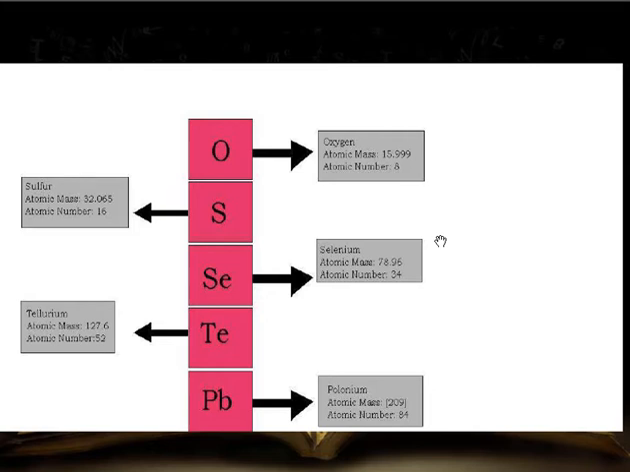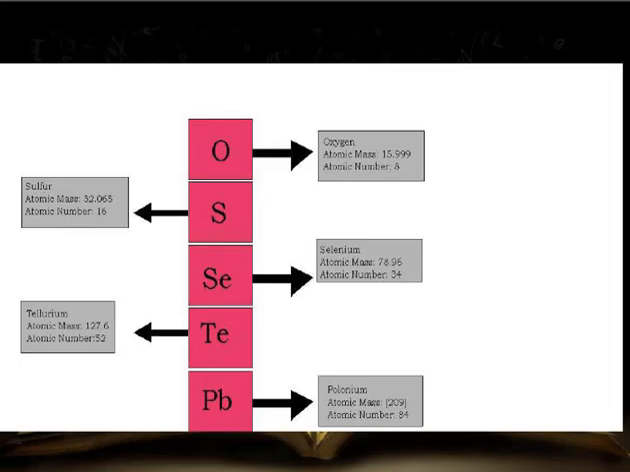Sometimes the number of neutrons varies. When the number of neutrons increases, the atomic mass changes. Let's understand it. As you can see here, selenium has 34 as its atomic number and 78.96 as its atomic mass.